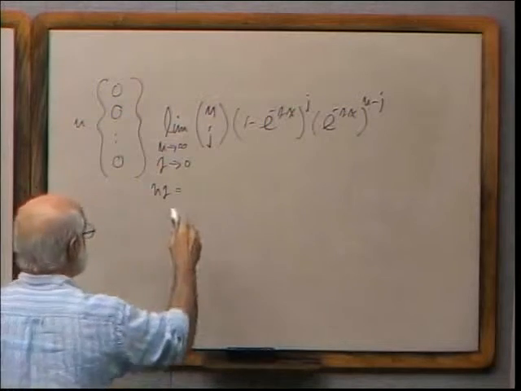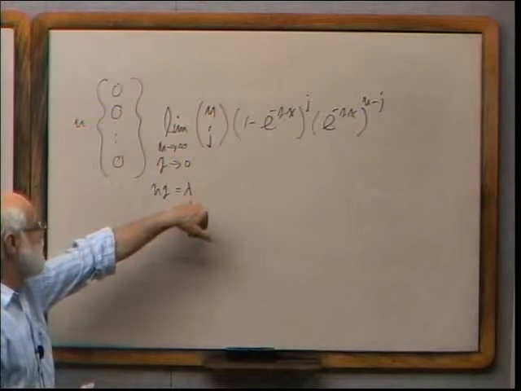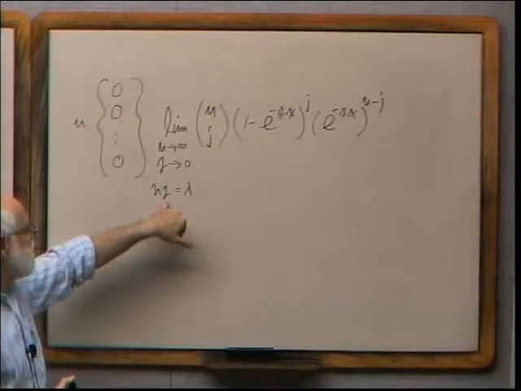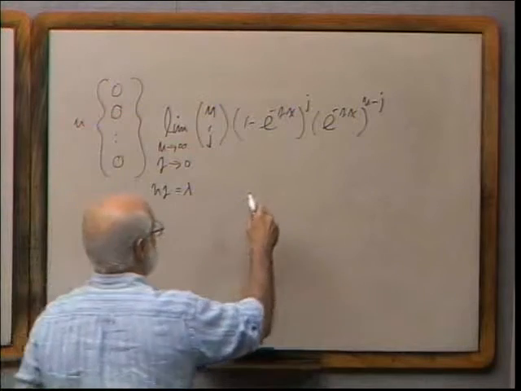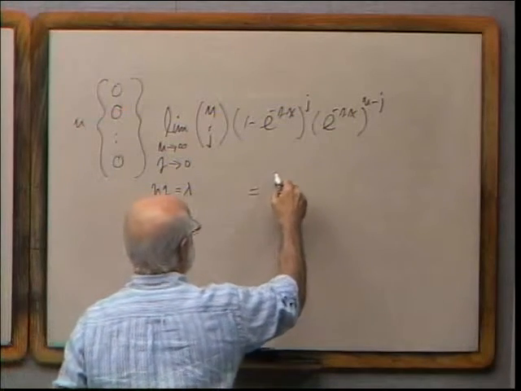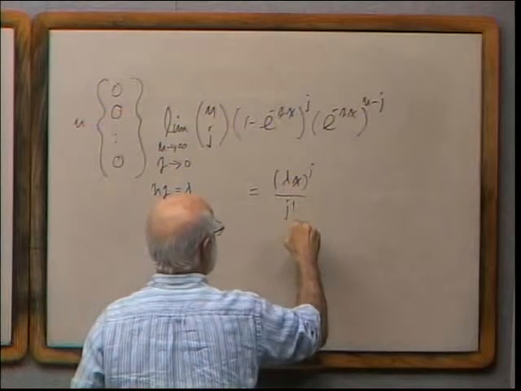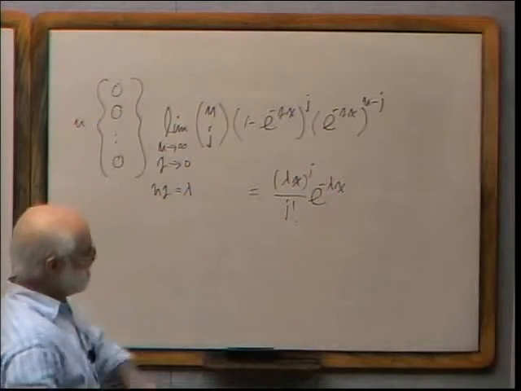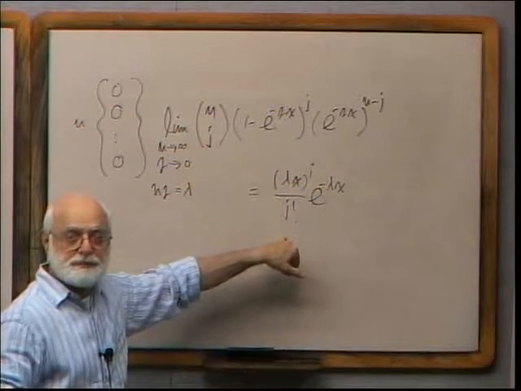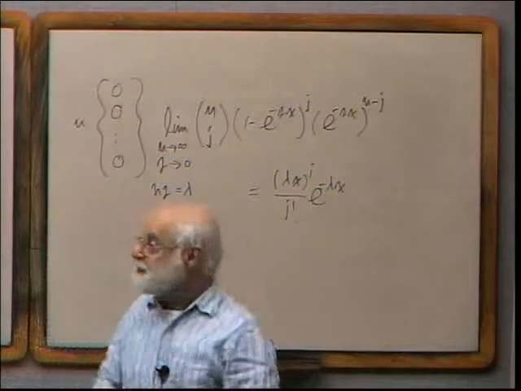This is the aggregate arrival rate, because it's the arrival rate per source times the number of sources. And now I take this limit, and now this is just arithmetic. It turns out to be given by the following. Lambda x to the j over j factorial, e to the minus lambda x, which of course you recognize as the Poisson distribution. And this is just a standard idea from elementary probability that the limit of a binomial is the Poisson.